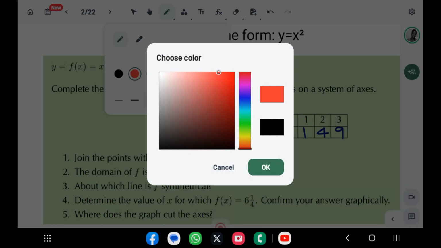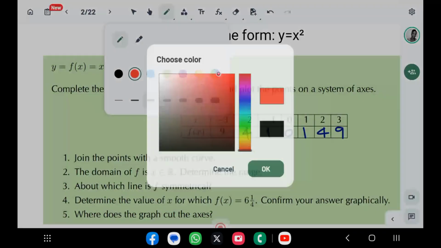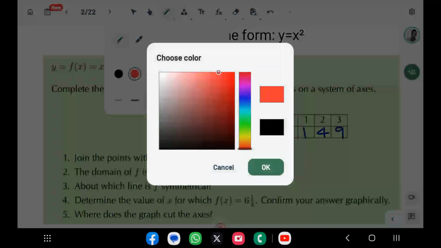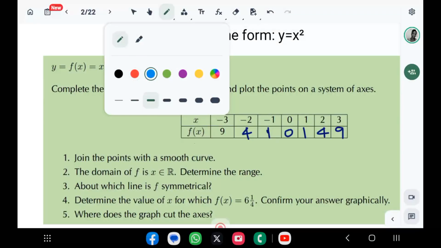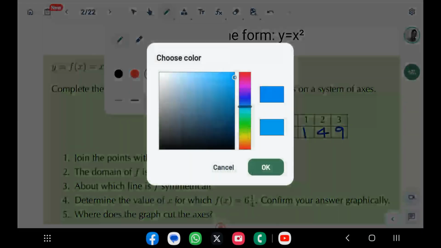Now let's go back to the color. I'm not sure why this is not working. Okay, let's go back to the color. All right.